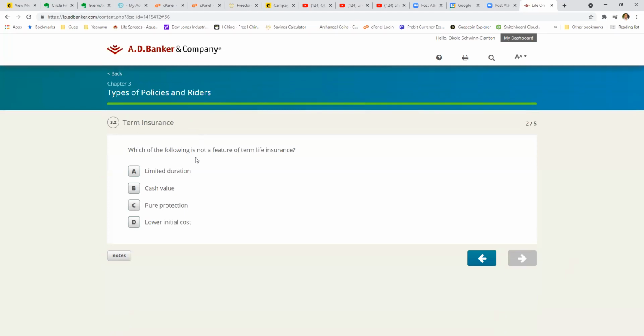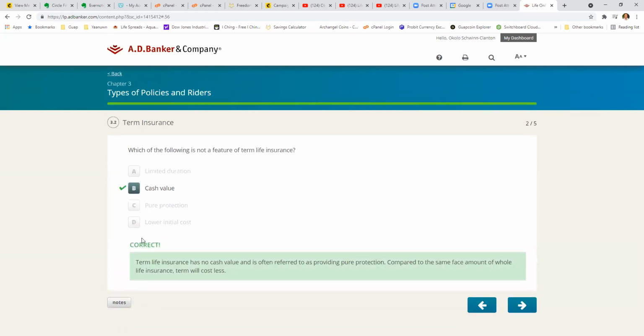Which of the following is not a feature of term life insurance? Limited duration, yes. Cash value, no. Pure protection, yes. Lower initial cost, yes. So sounds like it is B, right? Someone yell out so I know I'm not alone. B, there we go. Thank you.